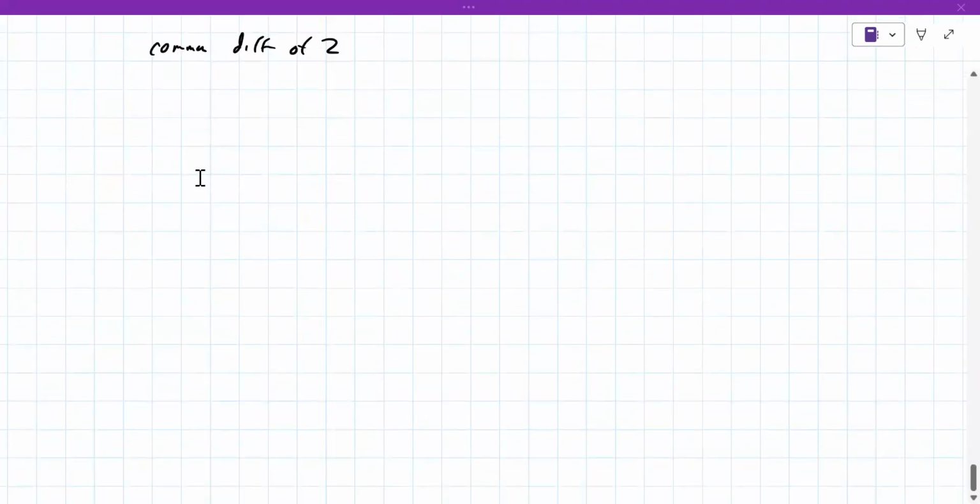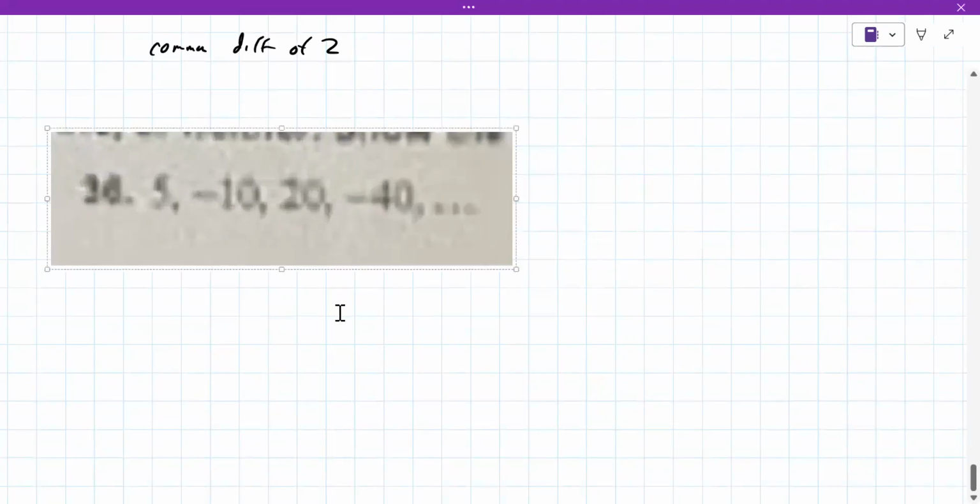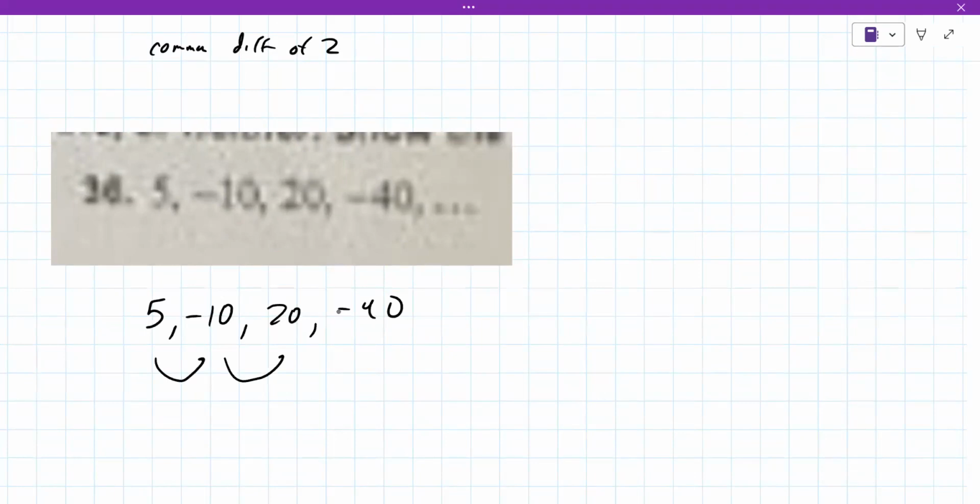All right. So next problem here is 36. So 5, maybe these aren't that easy to see. 5, minus 10, 20, minus 40. Are they going up by the same amount? Like if you were to add or subtract the same number, do you get to the next term? No.